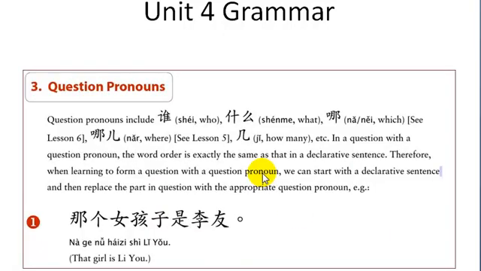In this unit, you learn some question pronouns. Question pronouns include 谁 for who, 什么 for what, 哪 for which, 哪儿 for where, 几 for how many. Right? And they make the point here that these question pronouns just replace what the answer would be in the sentence. So the grammar is really easy. If someone asks you a question and you want to answer them, you just repeat what they said, take out the question pronoun, and put in your answer.